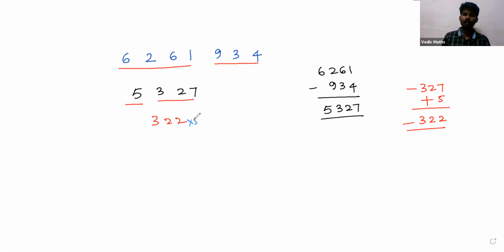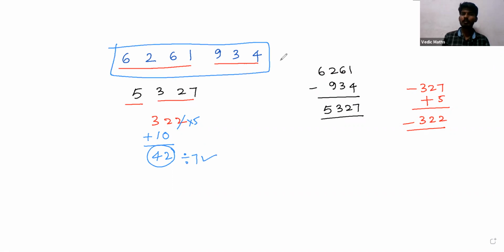Either 2 or 5 you can use. Here I'm using 5. So that will be 10. When you are using 10, you have to add. So I'm adding here, then I got 42. Now 42 is divisible by 7. So the whole number is also divisible by 7.